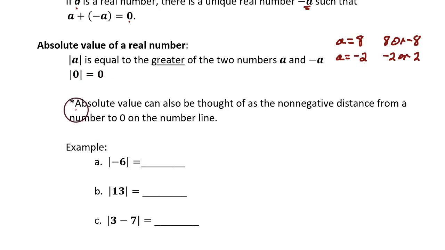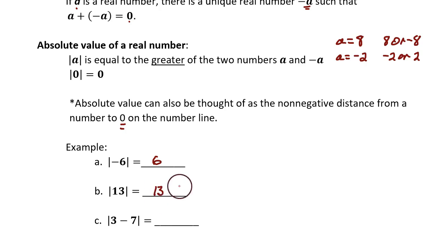Another way to think of absolute value is that it is the non-negative distance from a number to 0 on a number line. For example, question A, what is the absolute value of negative 6? What is the non-negative distance from negative 6 to reach 0? How many units is that on a number line? It's 6 units. What's the absolute value of 13? What is the non-negative distance between 13 and 0?